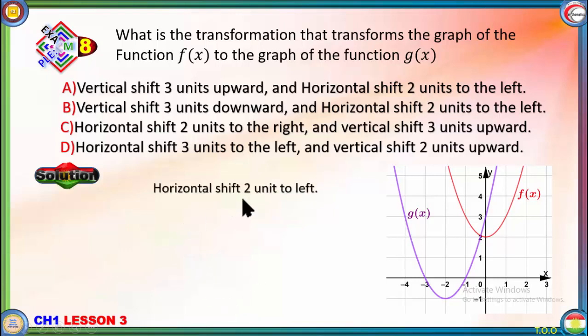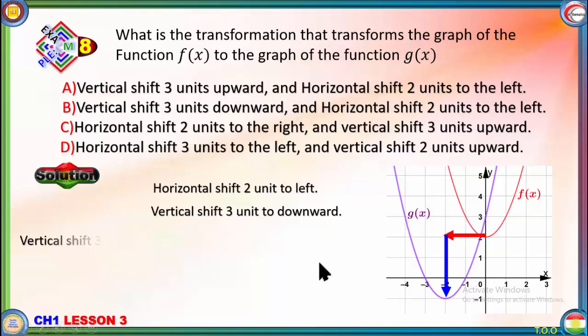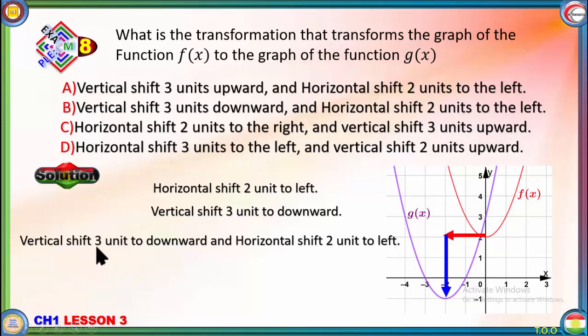The horizontal shift is 2 units to the left, and the vertical shift is 3 units downward. Therefore, the transformation which leads f(x) to g(x) is a vertical shift 3 units downward and a horizontal shift 2 units to the left. That means B is the correct answer.